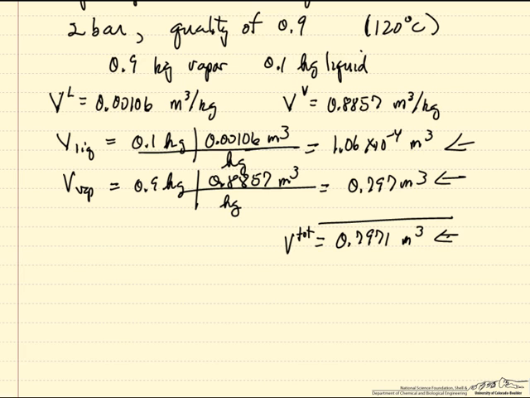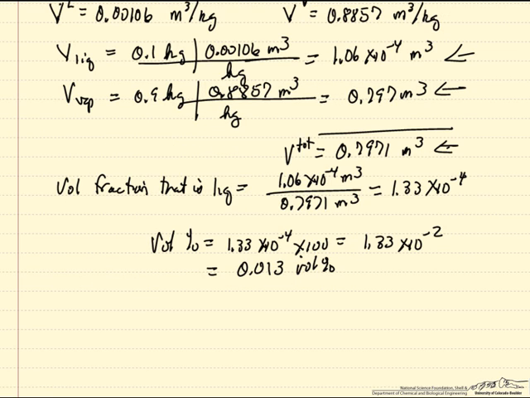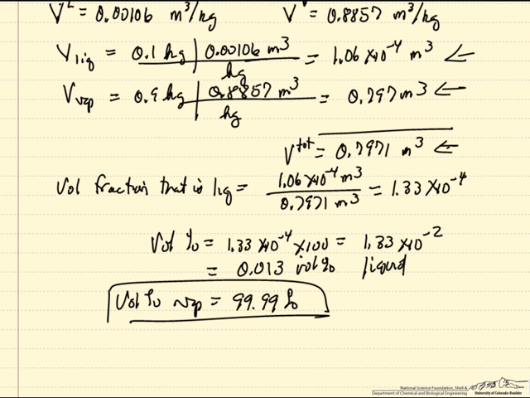Here's the total volume. So if I wanted the volume fraction that is liquid, that's going to be the volume of the liquid over the total volume. So I've calculated then the volume fraction, and I've also calculated the volume percent. So 0.01% of the volume is liquid. This is the volume fraction that's liquid. Now the volume percent that's liquid means the volume percent that is vapor is 99.99% essentially. So quite a bit of difference when we compare mass fraction versus volume fraction.